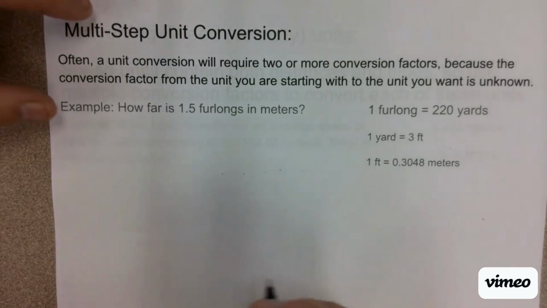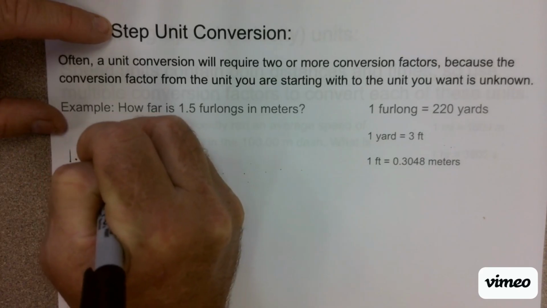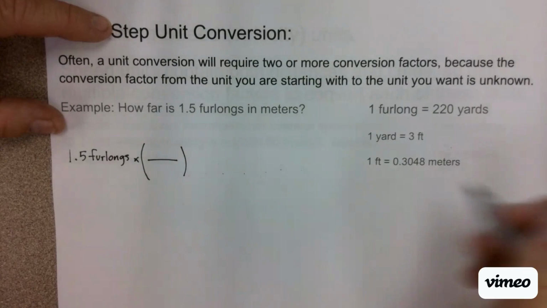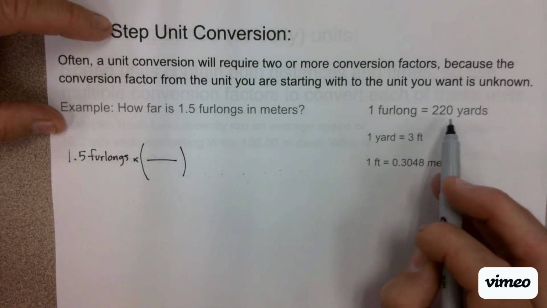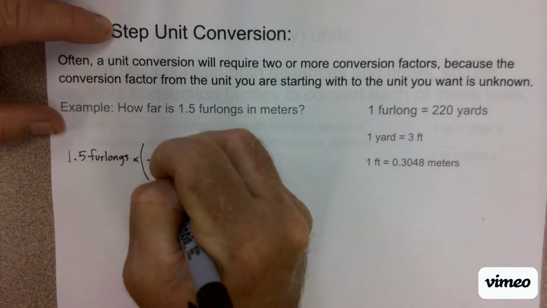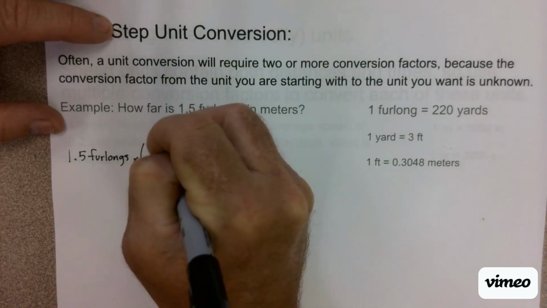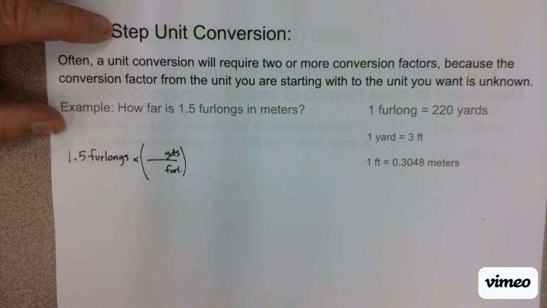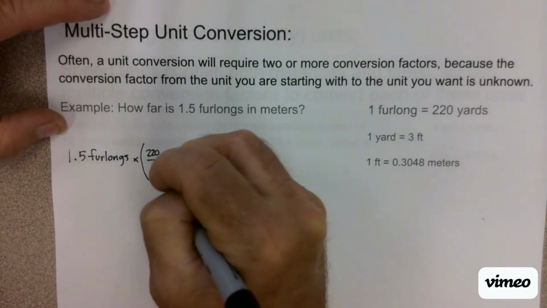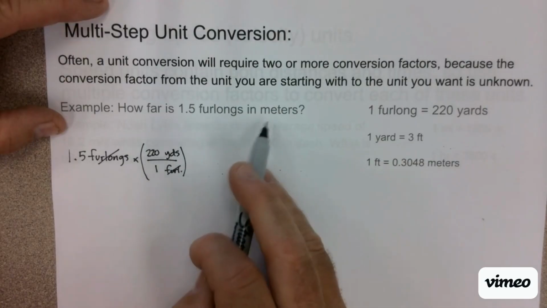So using the factor label method, it looks like this. 1.5 furlongs times the conversion factor between furlongs and yards, okay? I want to cancel out furlongs, and I want to have yards on top. And so 220 yards is 1 furlong. If I did that math, I would have a distance in yards now. But yards is not meters. I got to keep going.